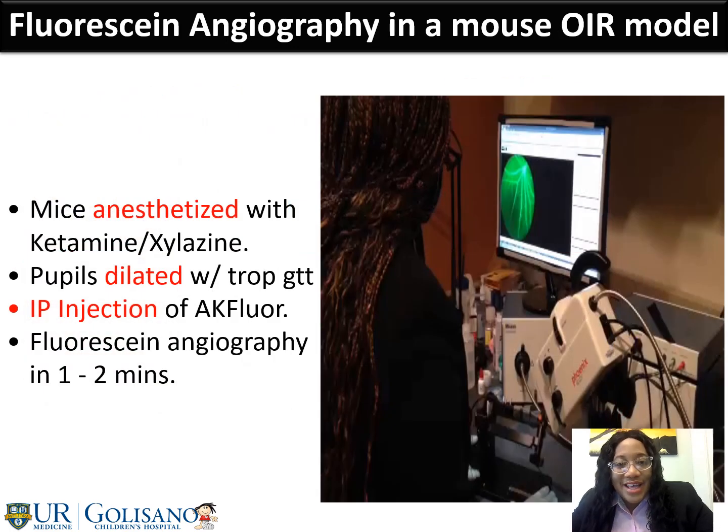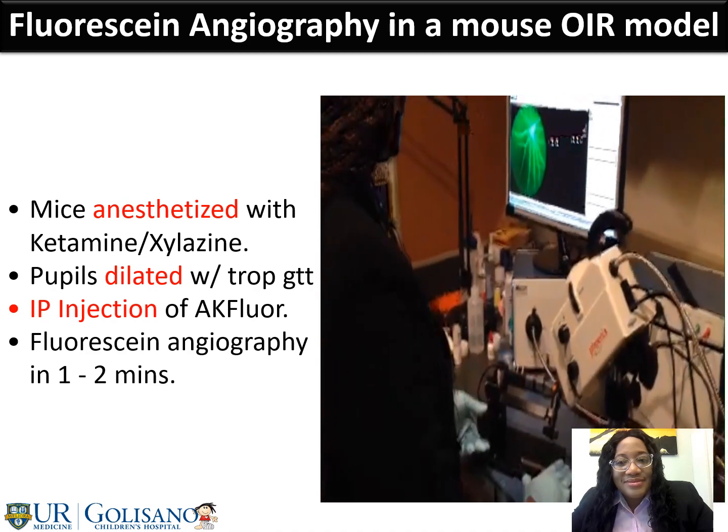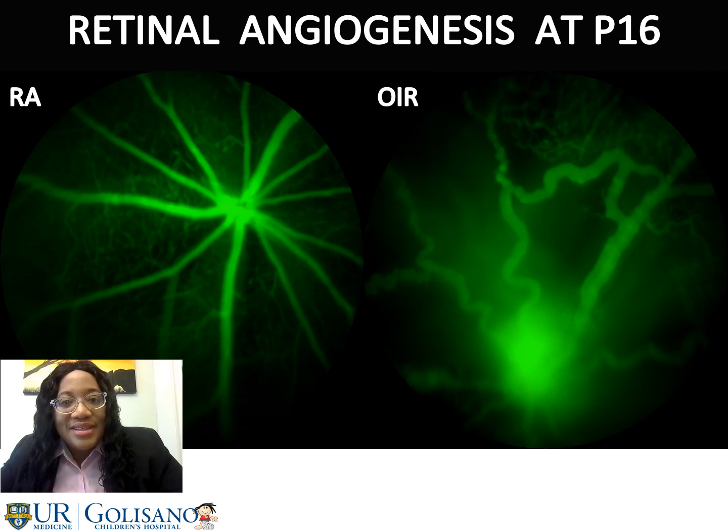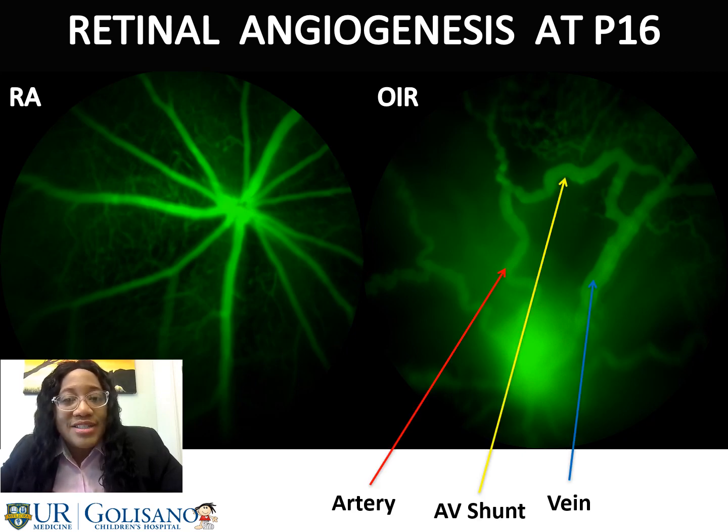First, the mice were anesthetized. Their pupils were dilated and fluorescein injected intraperitoneally to visualize the vessels. FA was done within 1 to 2 minutes. In FA images, one could clearly see the difference between the fully vascularized capillary network and normal caliber vessels of the room air mice and the avascular network of OIR mice with tortuous arteries, dilated veins, and sometimes AV shunts that develop due to the underlying hypoxic retina.